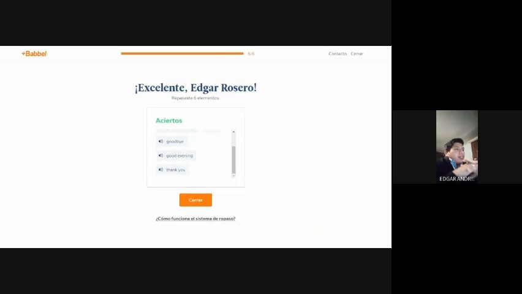And when the activity ends, the application indicates our mistakes and successes. In this way, we can practice and learn English using the Babbel application. Thank you, teacher. Thank you, Edgar. This application has several ways of teaching us to learn the language through pronunciation, reading, and also listening.